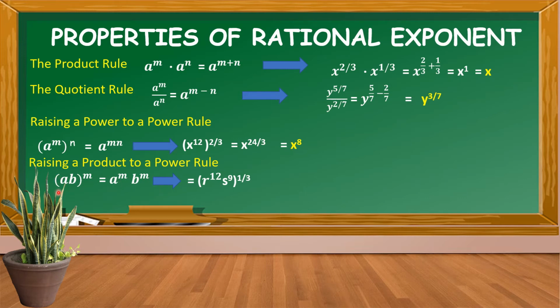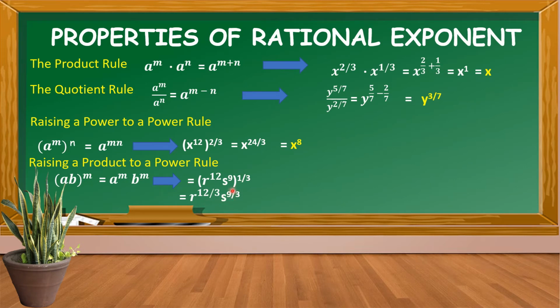So, in this case, in our sample a, b, we have two bases, which are a and b. We distribute the exponent m. That's why we have a raised to the power of m, and b raised to the power of m. In our example, we will multiply 12 by 1. 12 times 1 is 12. And copy the denominator 3. That is r raised to the power of 12 over 3.